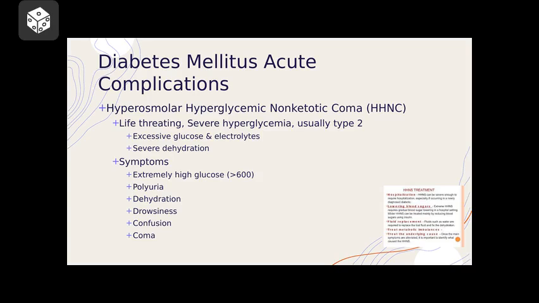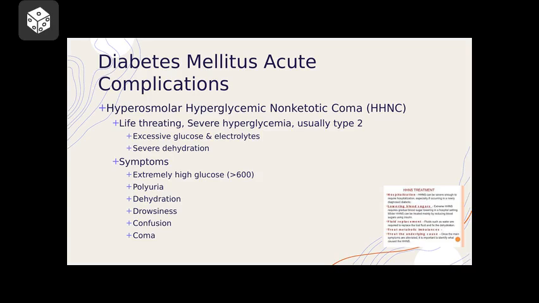Usually this occurs in people that don't even know that they're diabetic. So their blood sugars just get so high and they're just peeing and peeing and peeing and their electrolytes get all jacked up. And that's what kind of brings them into the hospital, they don't even know that they're diabetic. So our signs and symptoms, you're going to see an extremely high glucose, usually greater than 600.